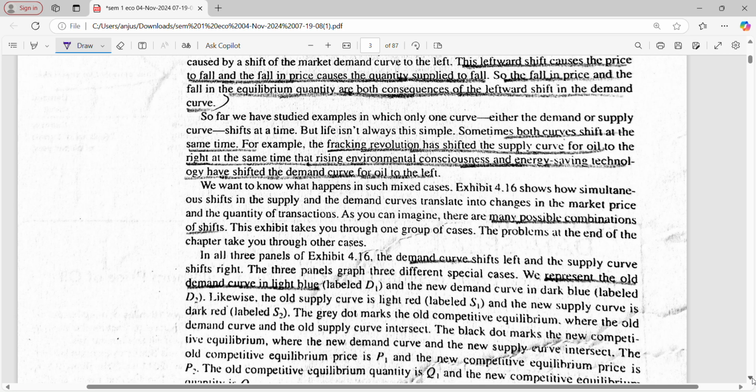For example, the fracking revolution has shifted the supply curve for oil to the right. Technology improvement will shift the supply curve for oil to the right. At the same time, rising environmental consciousness and energy saving technology shift the demand curve for oil to the left. So there are many possible combinations of shifts. Here we will be discussing three combinations.